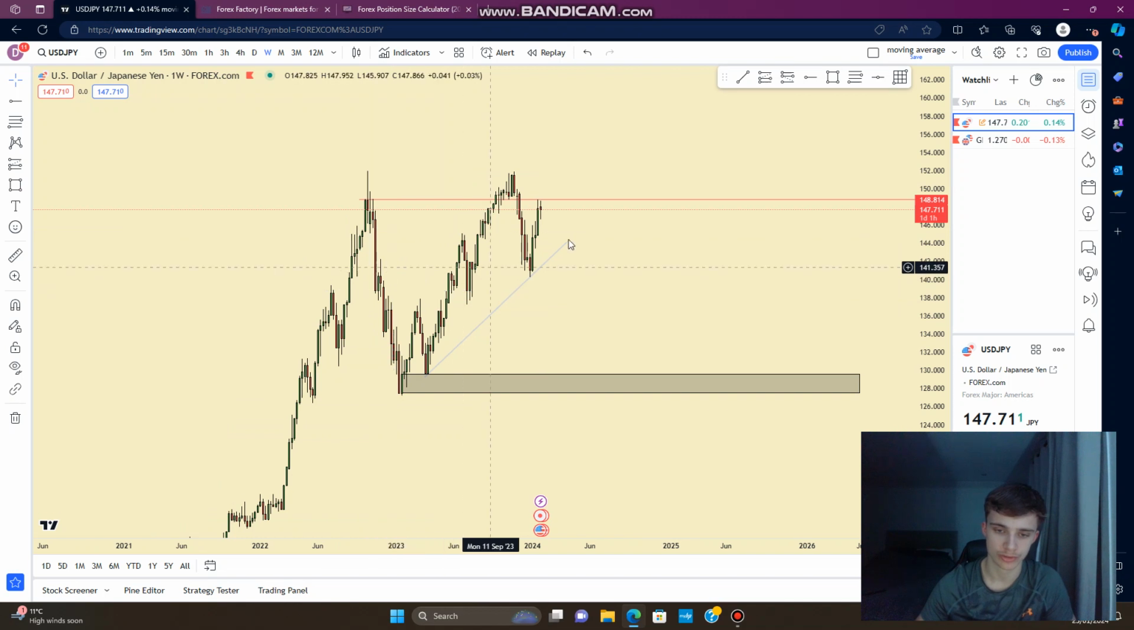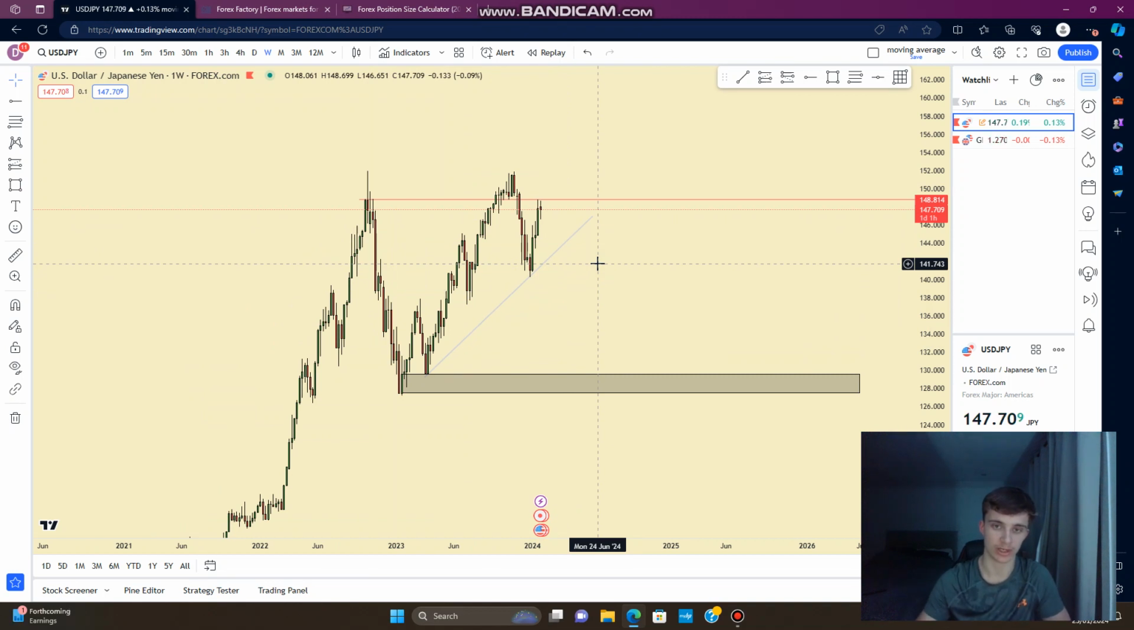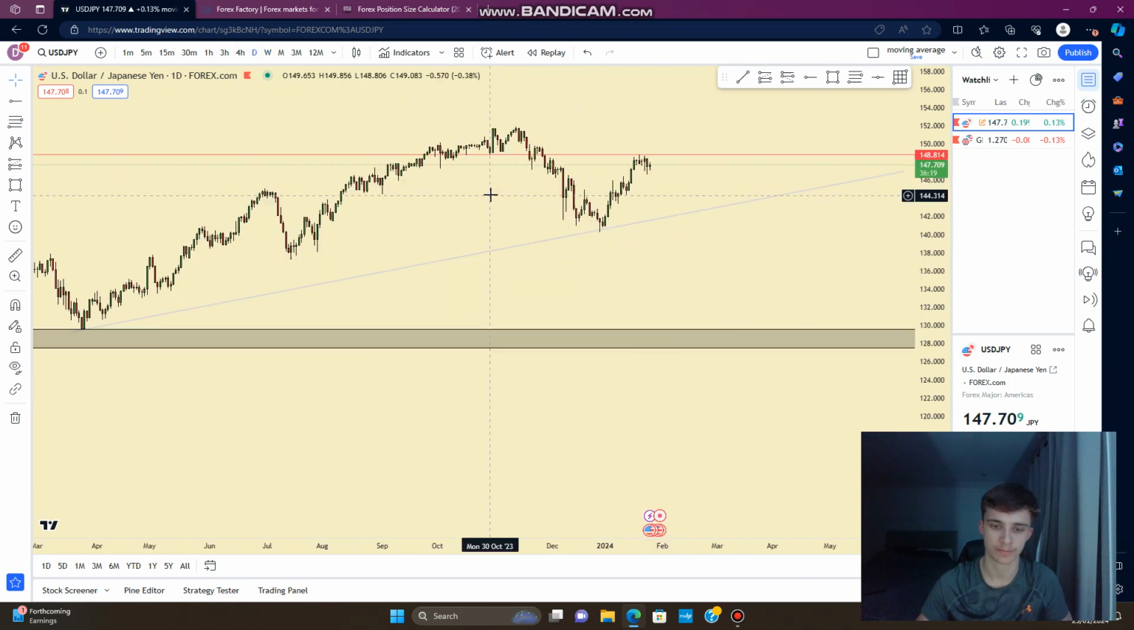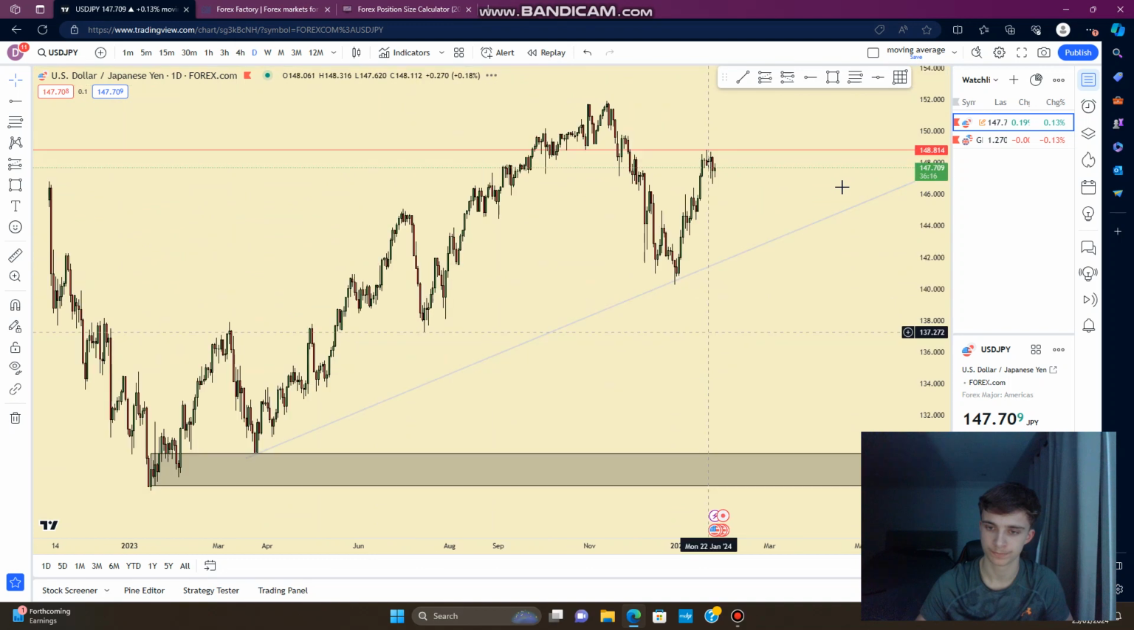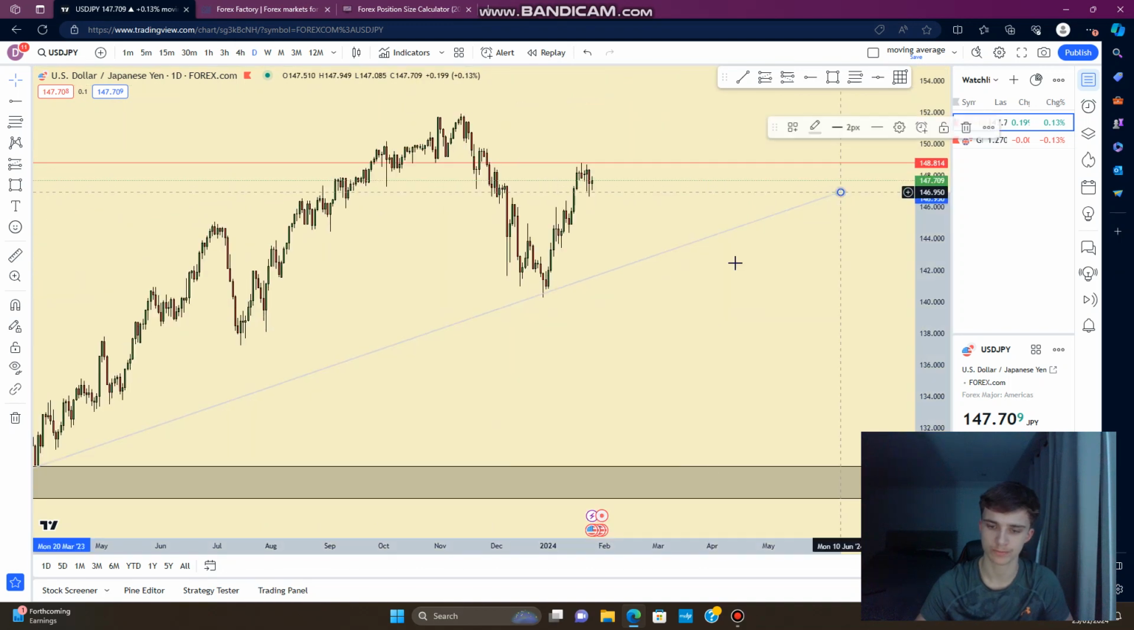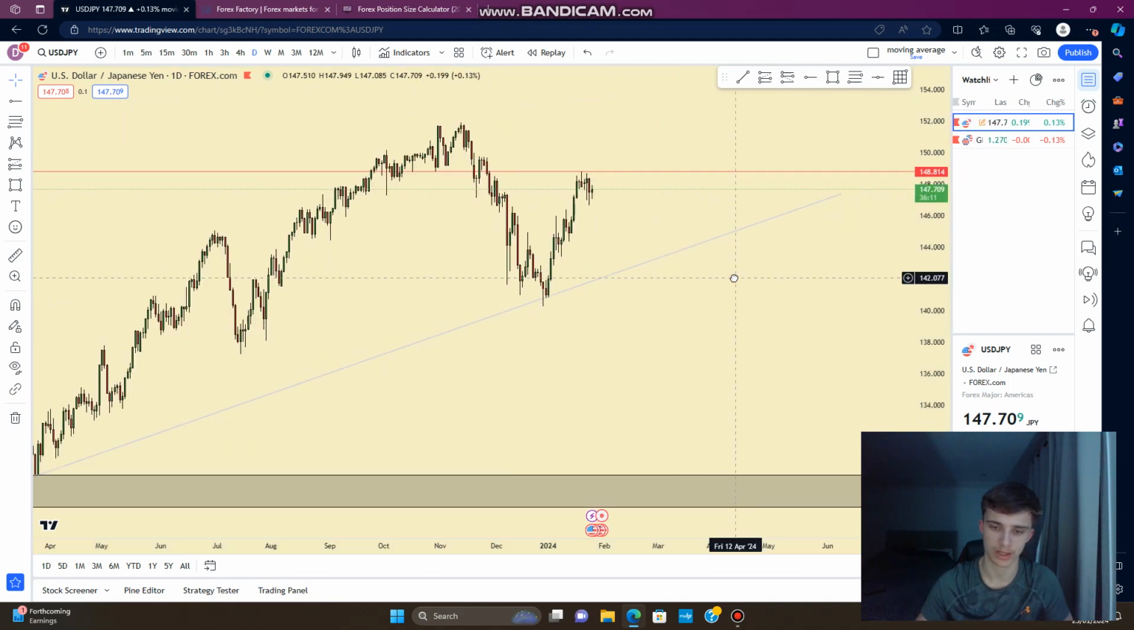Also, understanding market structure, man. Market structure is so important. You never buy high and you never sell low. You buy low and you sell high. It's not that simple, but you get what I'm trying to say. So come down, take your time as well. There's no rush. No rush to get into a trade at all.